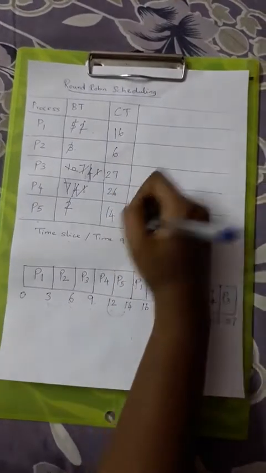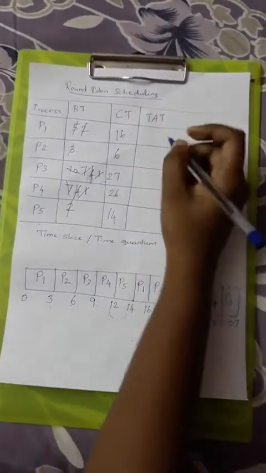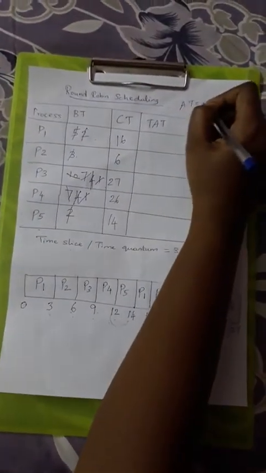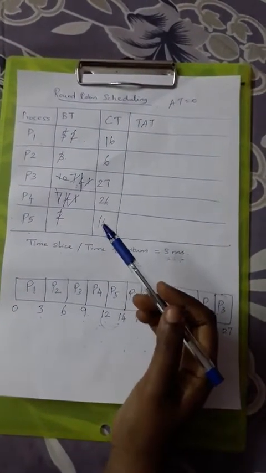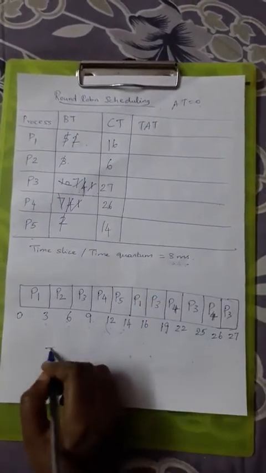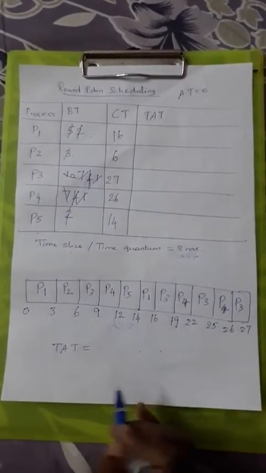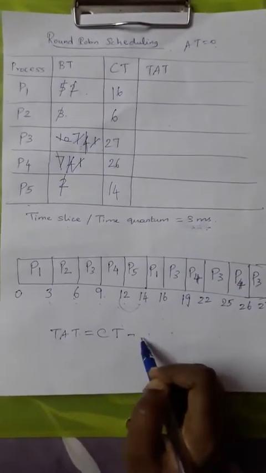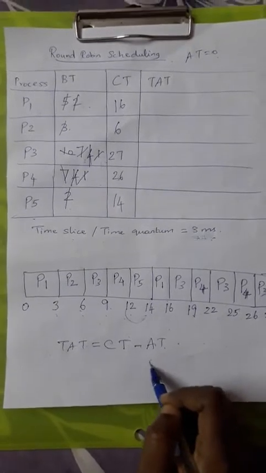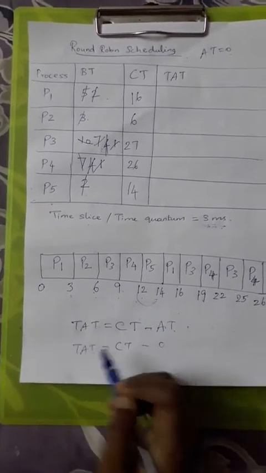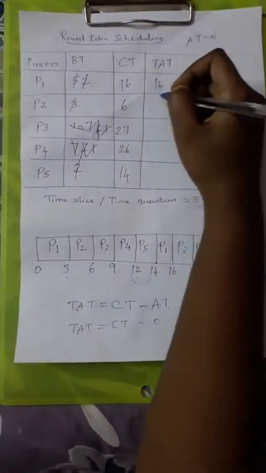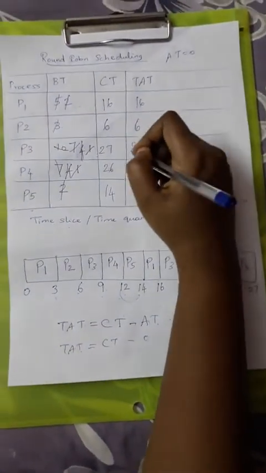Next we can calculate the turnaround time. Here we are considering the arrival time as 0 for all the processes, that is, all the processes arrived at the 0th millisecond. By using the formula, turnaround time is equal to completion time minus arrival time. Here the arrival time is 0, so the turnaround time is the same as the completion time. If you want, you can write it the same as completion time.